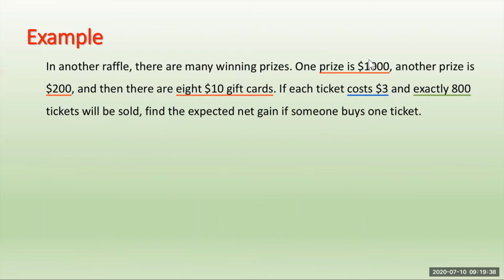That means how many tickets are not getting the prize? Out of 800, 10 tickets are getting the prize. How many are not getting one? 790. 800 minus 10, 790. Very good. So let's make the table now for the gain.